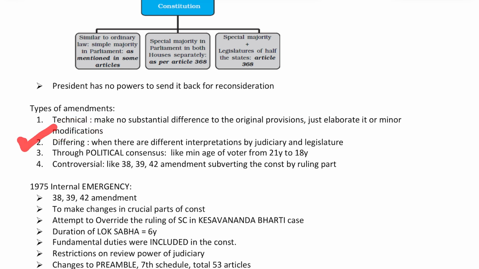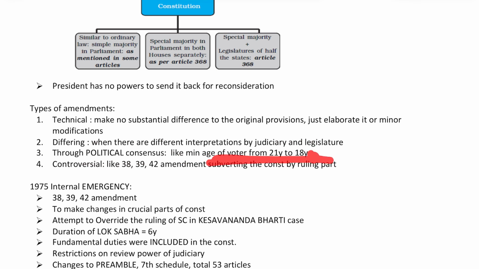Then the differing ones, where there are different interpretations by the judiciary as well as the legislature. So, for example, the right to property. Then after that, the Keshavananda Bharti case in 1973, where the judgment came, and the 24th Constitution Amendment Act. So that is sort of the differing ones. Then third is through political consensus. For example, the minimum age of voters was changed from 18 years to 21 years.